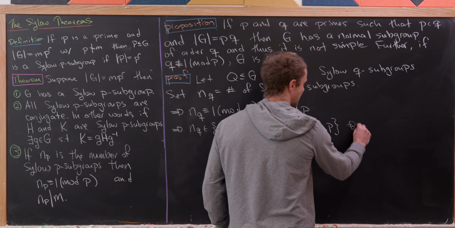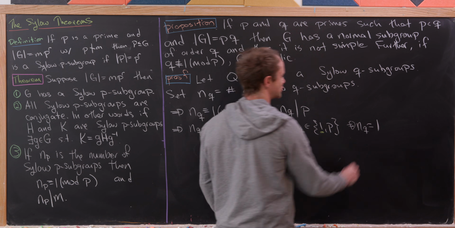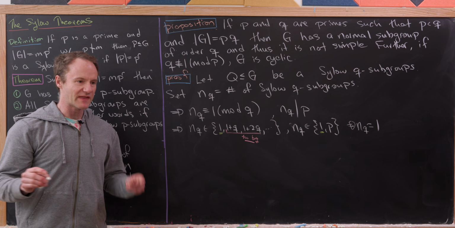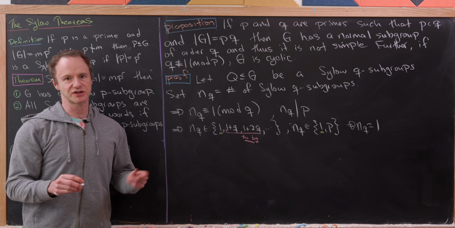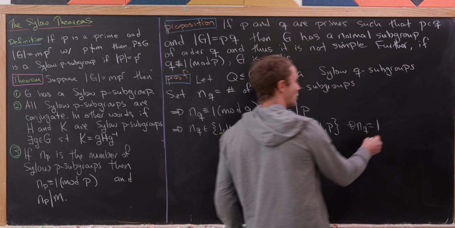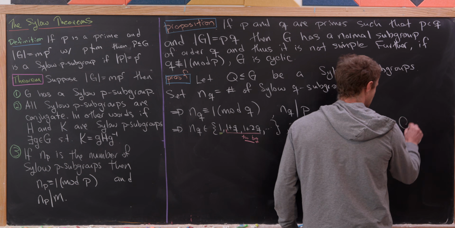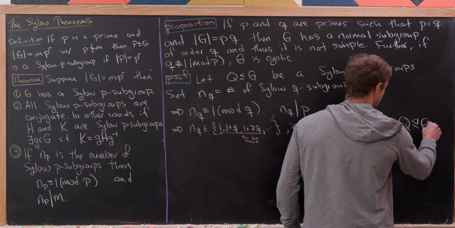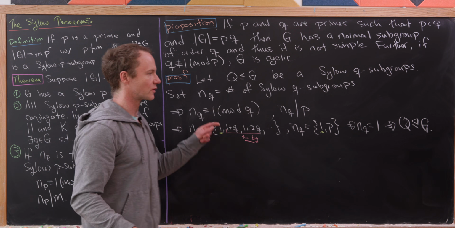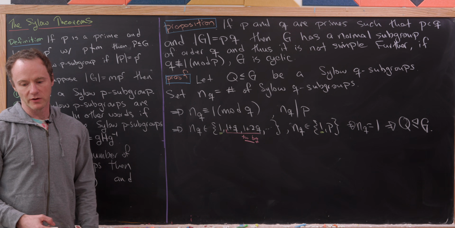So here we have n_q must be equal to 1. But then by that result that I just verbally said, which is a nice homework exercise, we get that Q is normal in G. So in other words, we have it. Okay, cool.